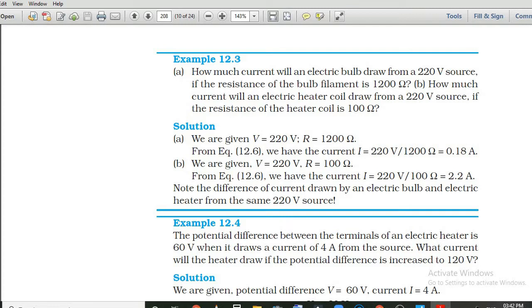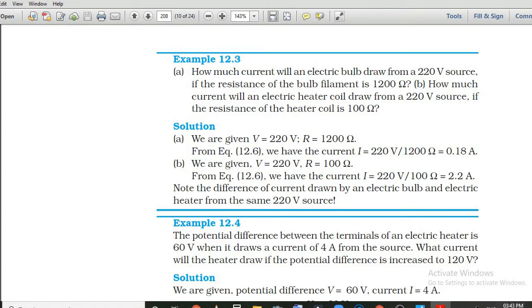Usually in our home we will get 220 volt. Therefore the bulb is also designed to work in that proper voltage. Thus the voltage given to the bulb is 220 volt. At that time how much current will it take if the resistance of the filament is 1200 ohm?